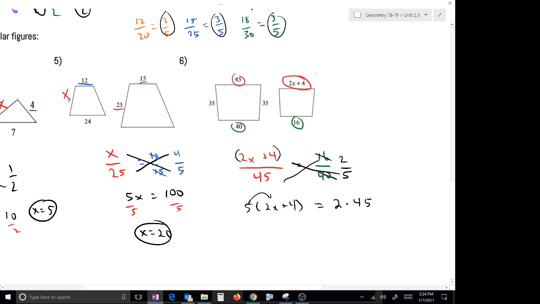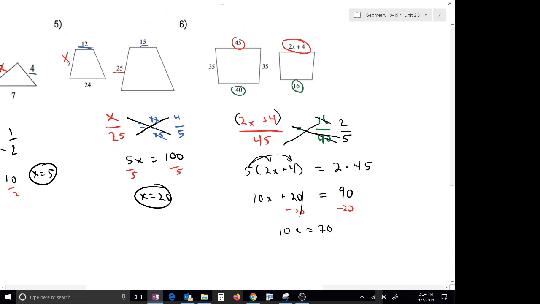Alright, we'll go ahead and distribute that. So that's 10x plus 20 equals 90. Subtract 20 from both sides. So now we got 10x equal to 70. Divide by 10. And we get x equal to 7. And that's the end of this video.